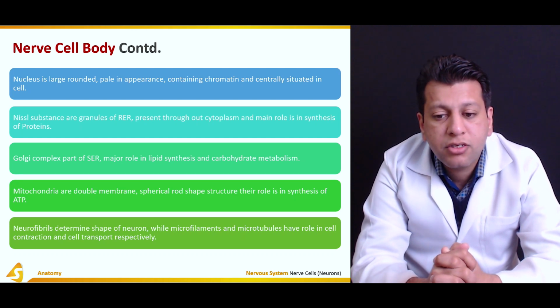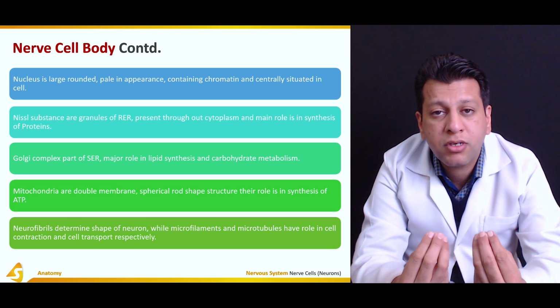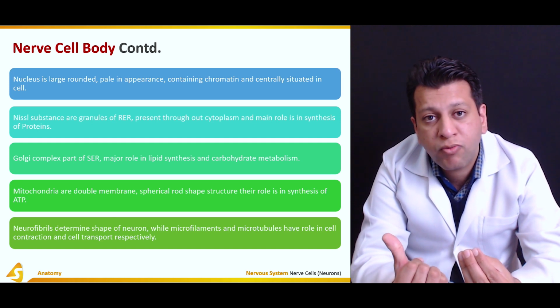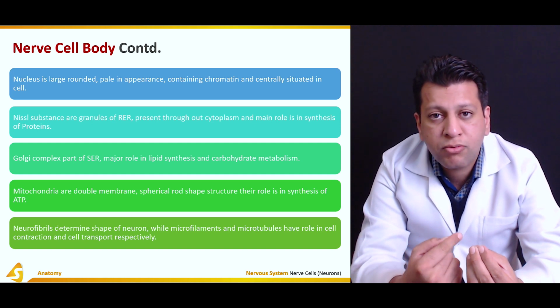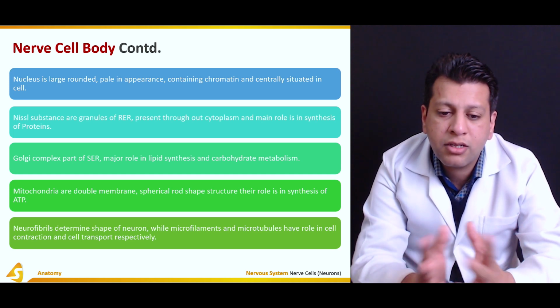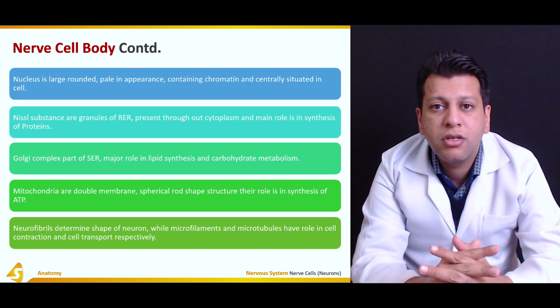Mitochondria are double-membrane, spherical or rod-shaped structures, and their role is in the synthesis of ATP. Neurofibrils determine the shape of the neuron, while microfilaments and microtubules have a role in cell contraction and cell transport respectively. There is a term called axonal transport: things which are present in the cell body have to be transported to the tip of the axon, where it ends on an effector organ. So that protein or carbohydrate molecule has to be transported across the axon, which is why it is called axonal transport. These microfilaments and neurofibrils have a role in this transport.